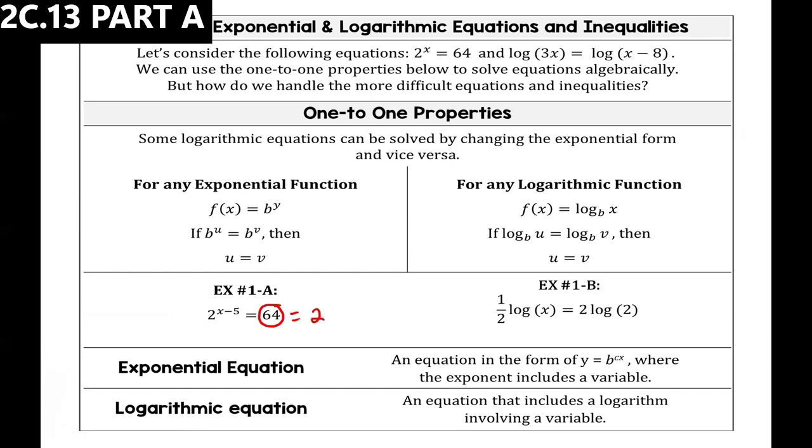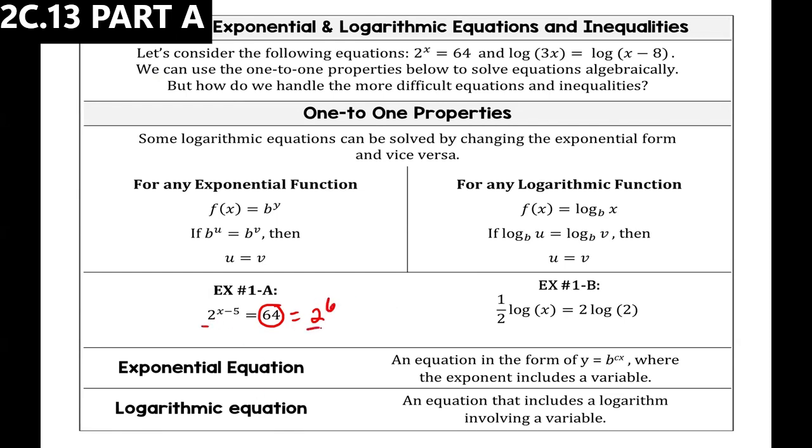So if you go through it really quick, 2 to the 1 is 2. 2 to the 2 is 4. 2 to the 3 is 8. 2 to the 4 is 16. 8 times 2 is 16, right? It's not 2 to the 5th, it would be 2 to the 6. And then 16 times 2 is 32. 32 times 2 is 64. So it's 2 to the 6.